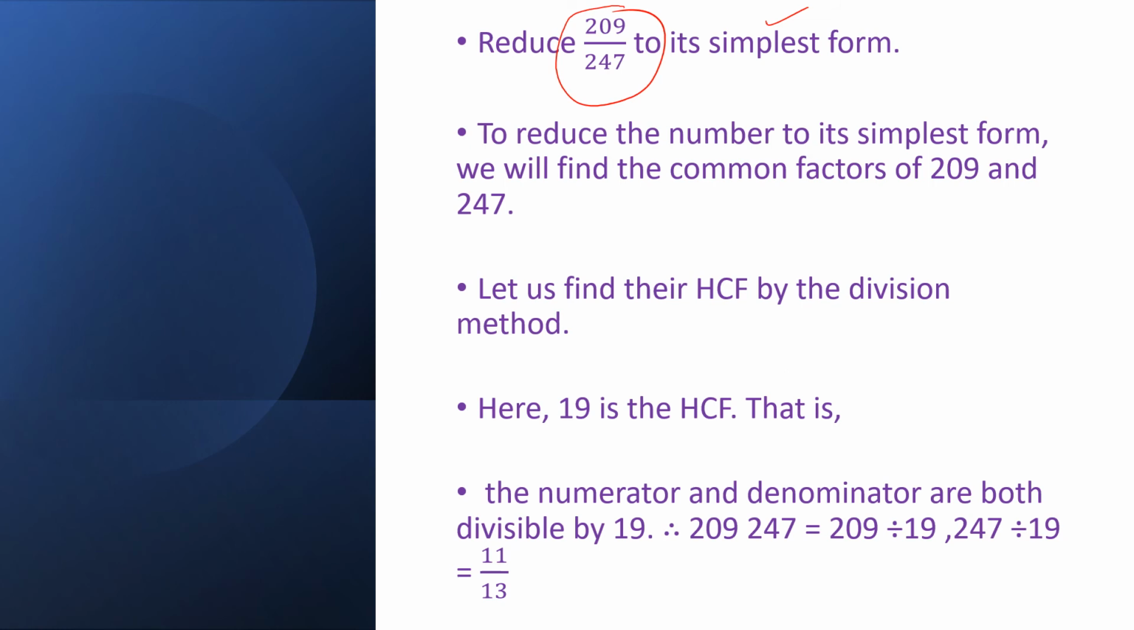We do it very simply in the case of small numbers. But if the number is like this, 209 upon 247, in that case you need to spend a little more time. And HCF is giving you an idea to solve this in a different way. What is that? To reduce this fraction into simplest form, we will find the common factors of 209 and 247.